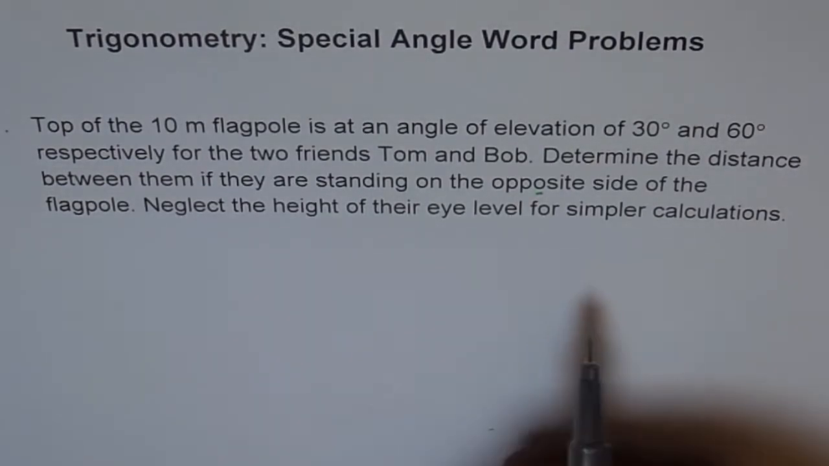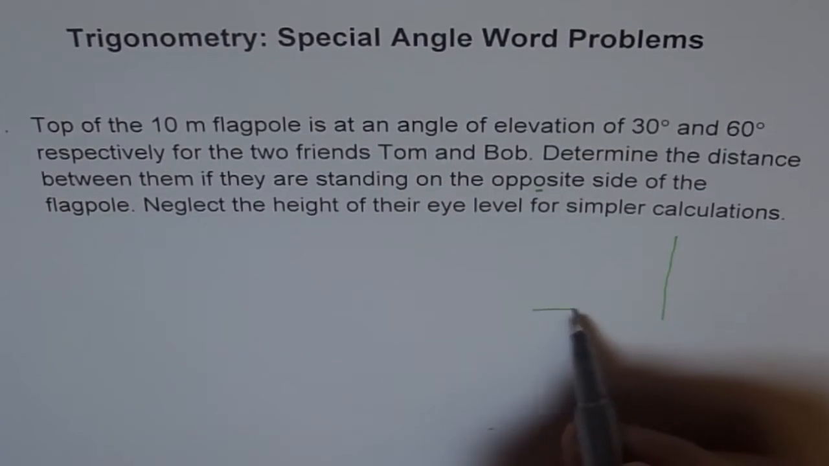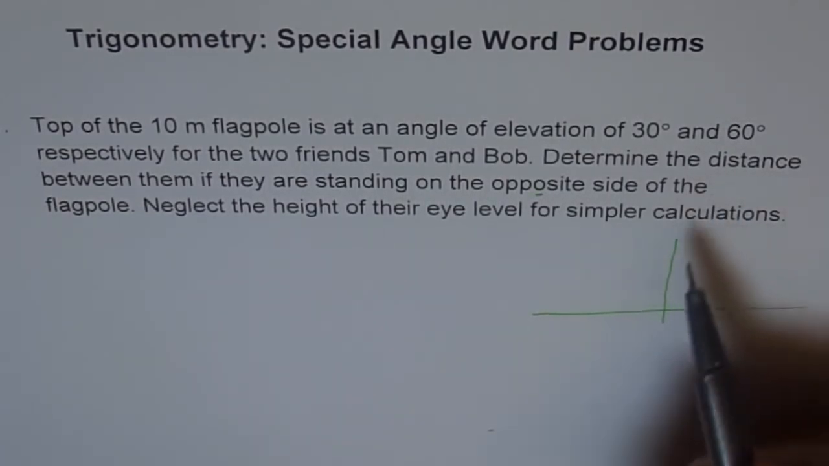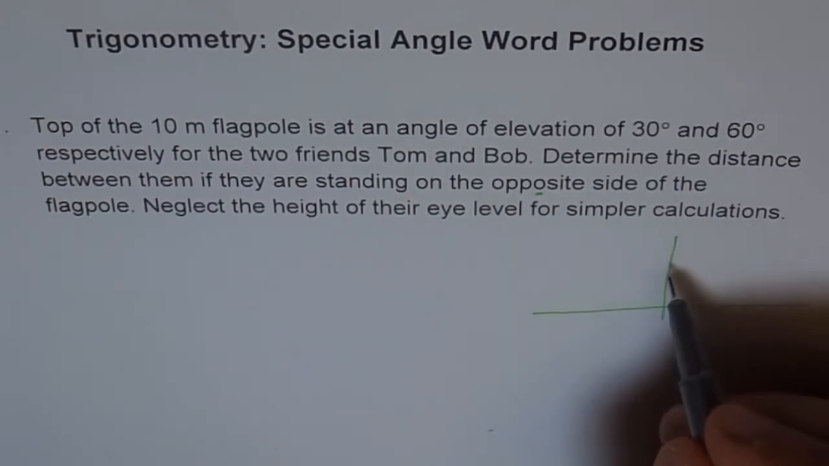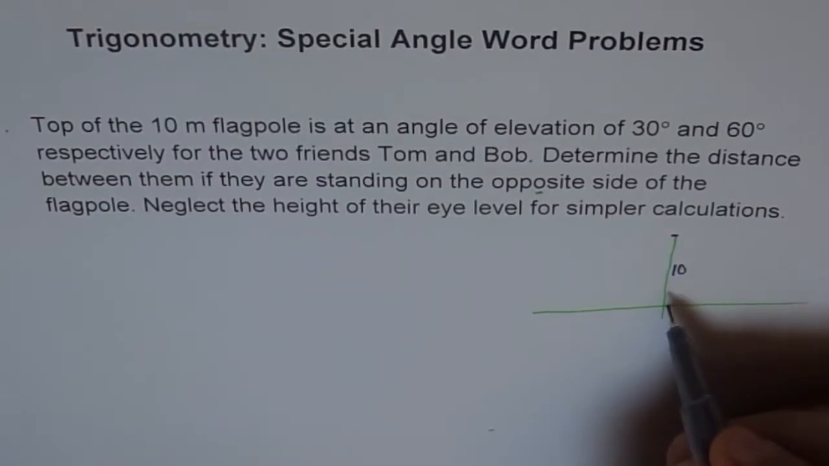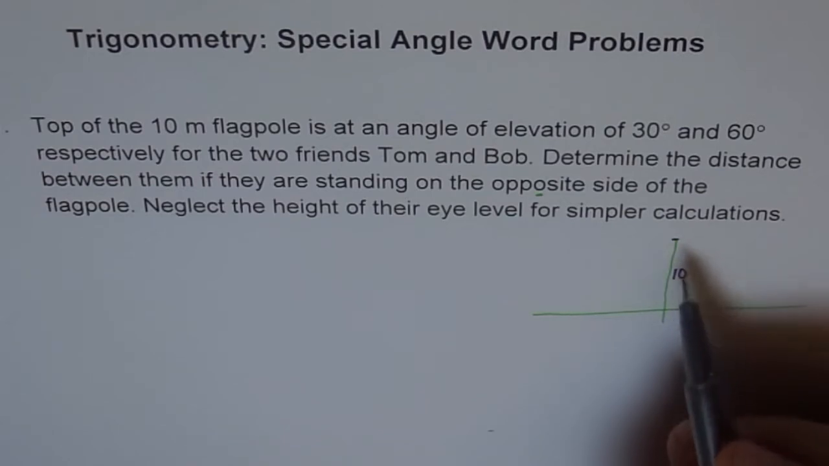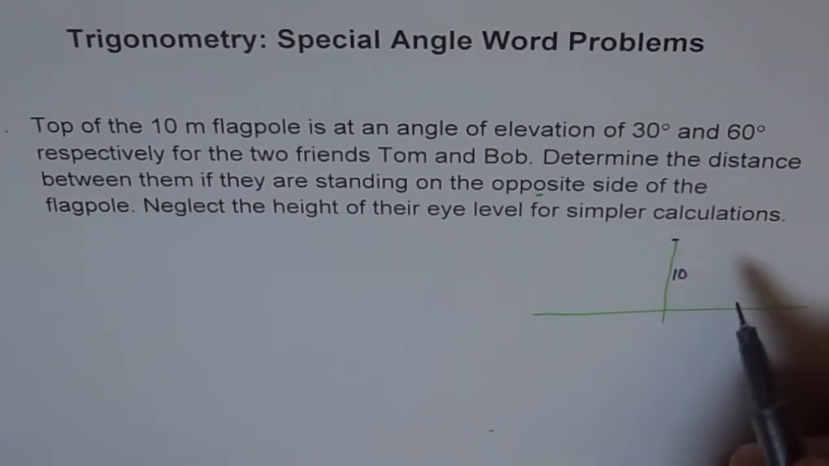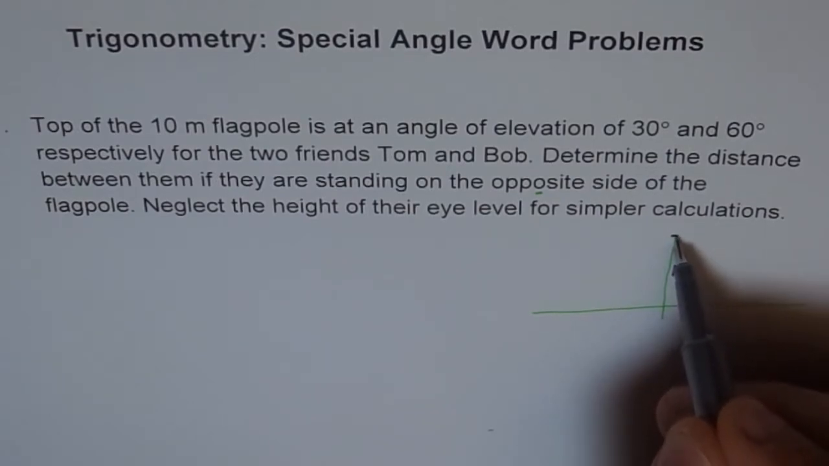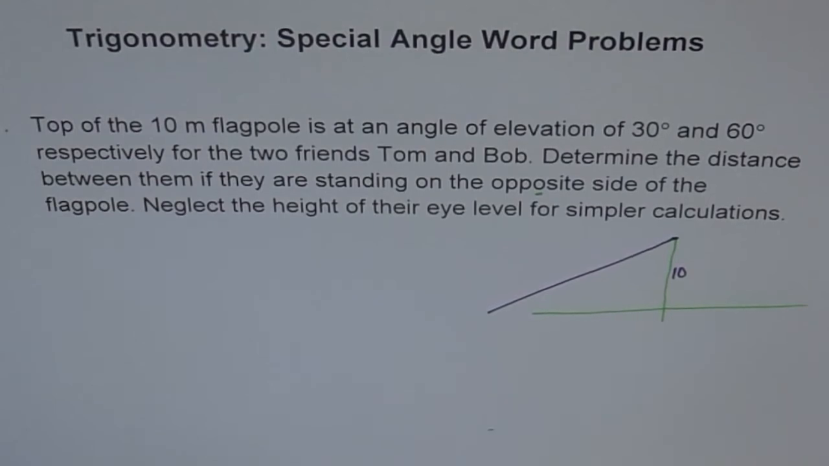So they are on the opposite side, okay? Now let's think like this. Make a sketch. Now here, there's a flag which is 10 meters high, so we'll put this height as 10 meters. At an angle of elevation of 30 degrees and 60 degrees respectively from two friends. Correct. So let's assume 30 degrees is kind of much less wider. So let's say this is 30 degrees.